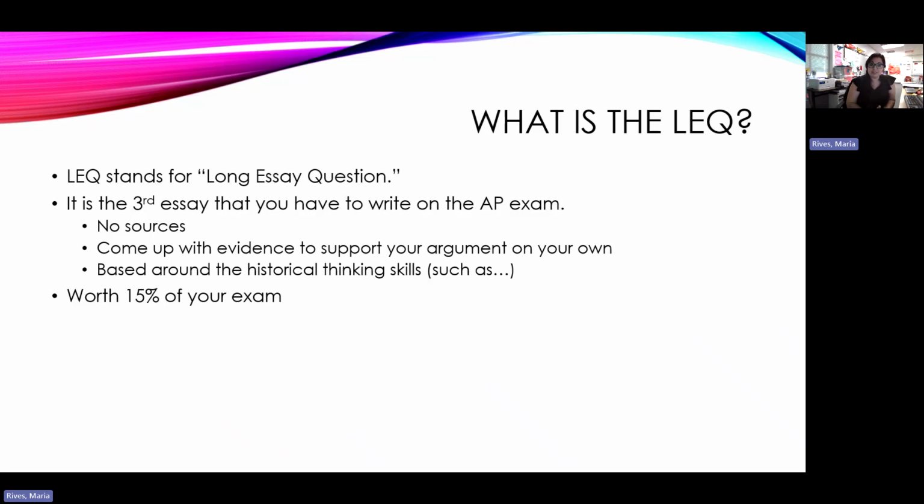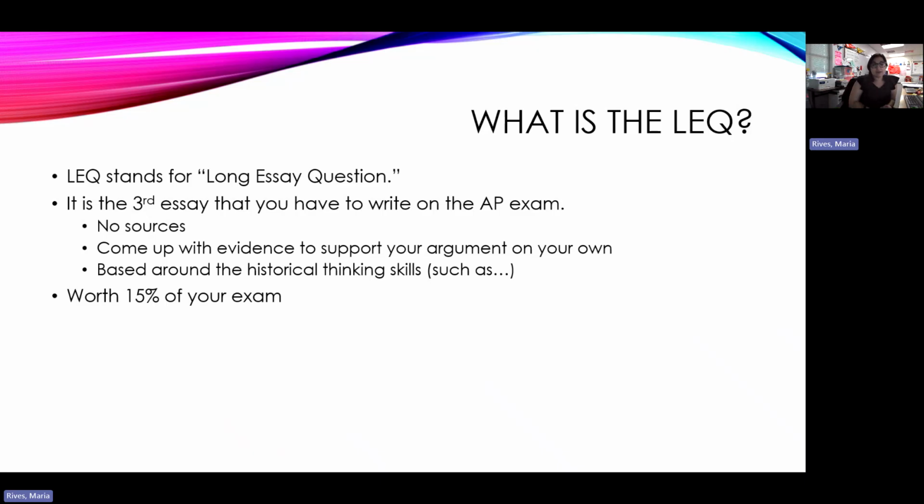The LEQ is similar to the DBQ in structure, but it's different in that you don't have to read any documents or sources to write the LEQ. Instead, you'll read the prompt and come up with arguments and pieces of evidence from your memory, from the things that we learned in class. So the LEQ is actually assessing your content memorization skills as well as your argumentative skills. Whereas the DBQ is more skills-based and not a lot of content. The LEQ is mostly content and a little bit of skills.